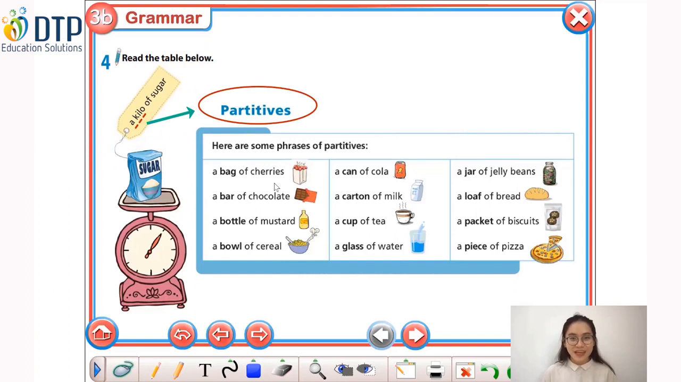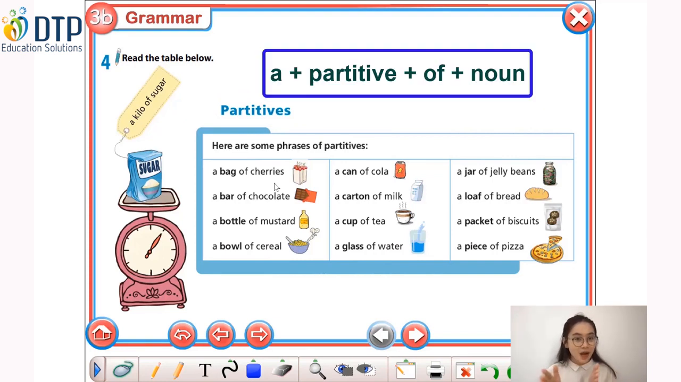In conclusion, we cannot use a, an before uncountable nouns. So in order to say the exact amount of something, we use partitive before the noun. So remember to use the structure a plus partitive plus of plus the noun. For example, a bag of cherries.